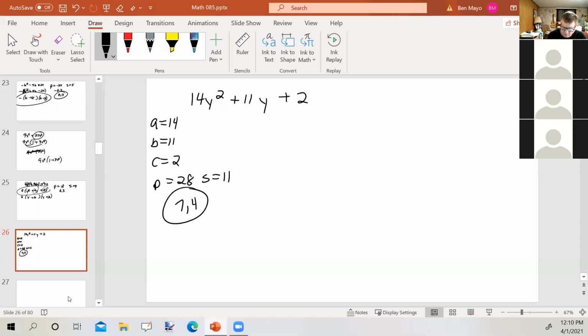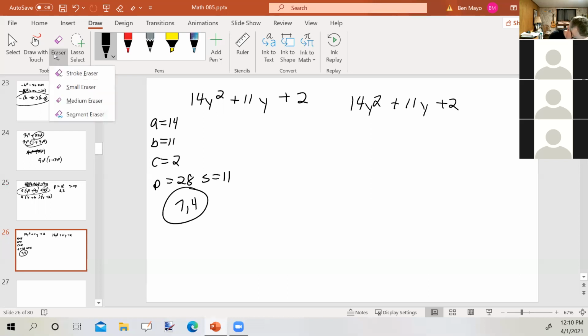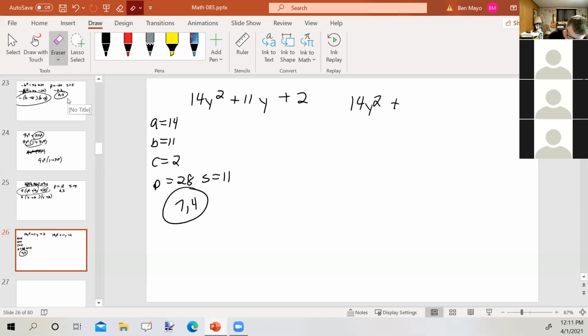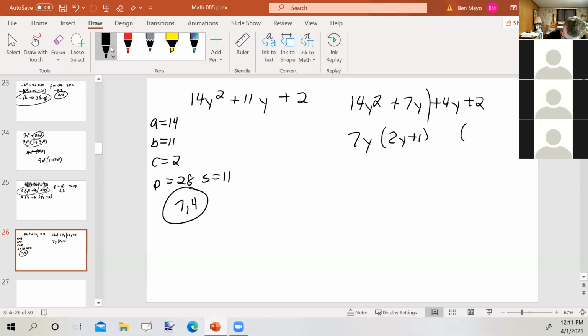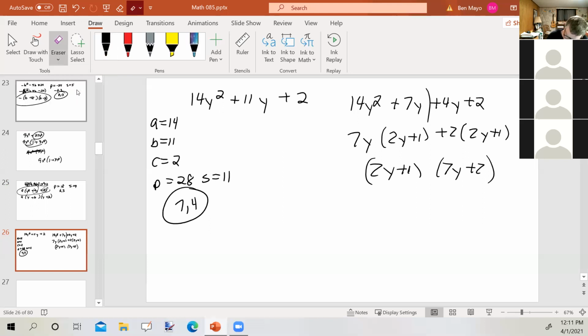So 7 times 4 is 28. 7 plus 4 is 11. So I've got 14y squared plus 11y plus 2. Oh, what should I have done? I should have gone ahead and split it up. So this is what? Plus 7y plus 4y plus 2. Grouping, we get 7y, 2y plus 1, 2y plus 1, plus 2 outside, 2y plus 1, 7y plus 2.